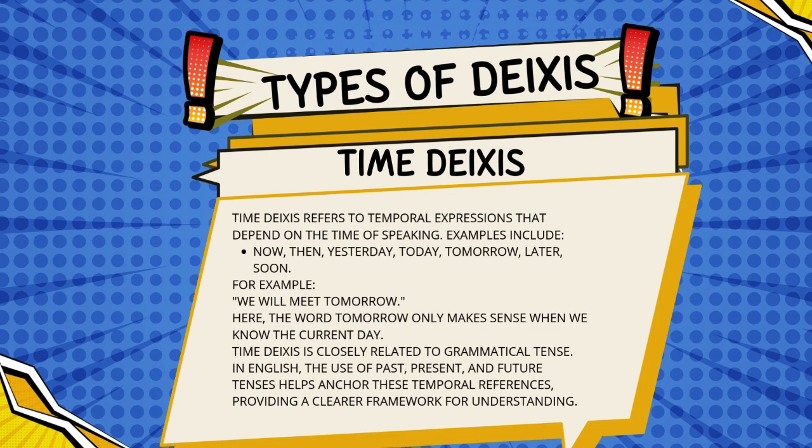And the second one is time DEIXIS. Time DEIXIS refers to temporal expressions that depend on the time of speaking. Examples include now, then, yesterday, today, tomorrow, later, soon. For example, "We will meet tomorrow." Here, the word tomorrow only makes sense when we know the current day. Time DEIXIS is closely related to grammatical tense. In English, the use of past, present, and future tense helps answer these temporal references, providing a clearer framework for understanding.